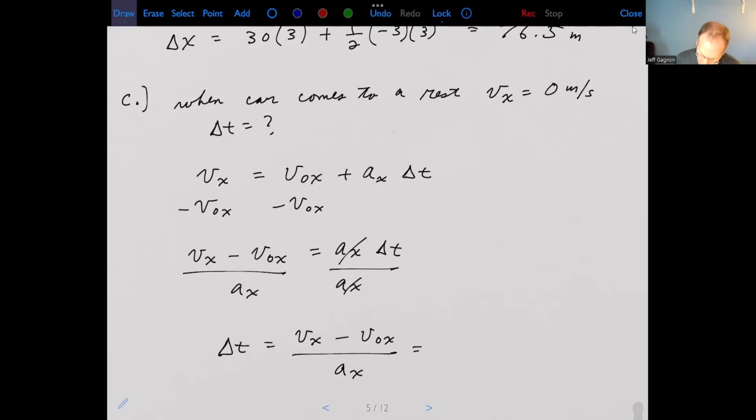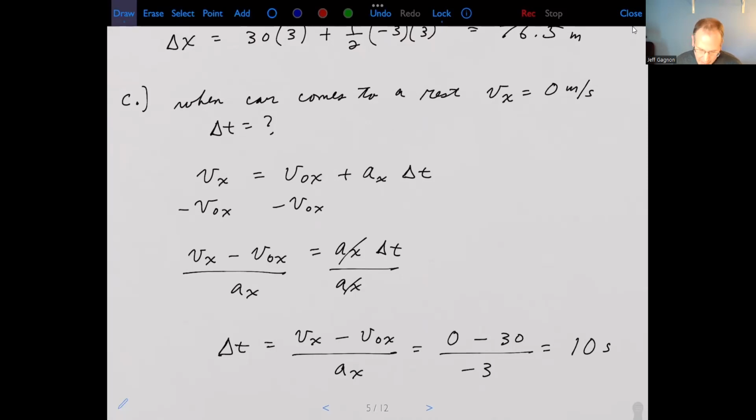And then I can plug in. Remember, my final velocity was 0. My initial velocity was 30. And then my acceleration was -3. Actually, this is nice. This is a good way of checking, right? So I have 0 minus 30 is -30, divided by -3 is +10. And it makes sense. The time had better be positive, right? The answer better be positive. Wouldn't make sense if you got a negative time interval. So it makes sense that we got a positive answer, in this case, 10 seconds. So in 10 seconds, this car comes to rest.